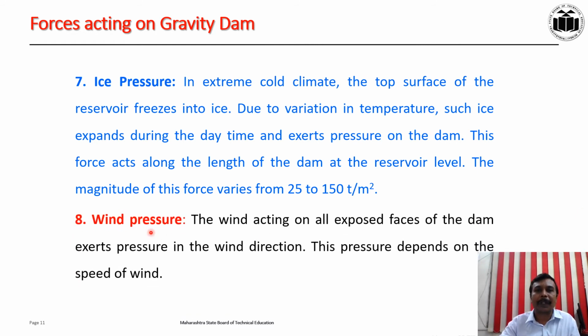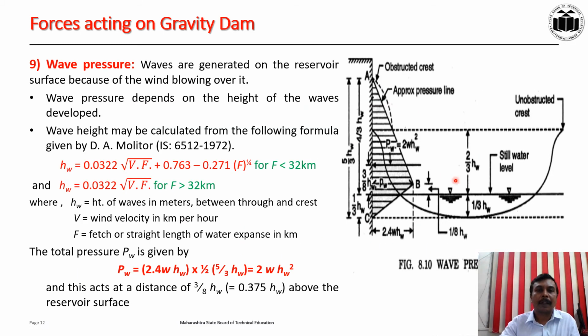Another pressure is the wind pressure. The wind acting on all the exposed faces of the dam exerts pressure in the wind direction. This pressure depends on the speed of the wind. Next important pressure is the wave pressure. Waves are generated on the reservoir surface because of the wind blowing over it. Wave pressure depends on the height of the waves developed. See here, you are finding the wave pressure.